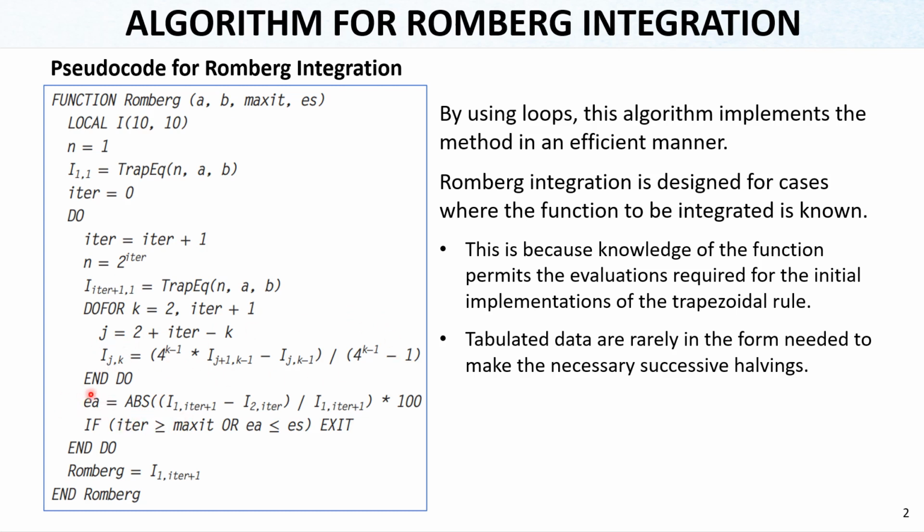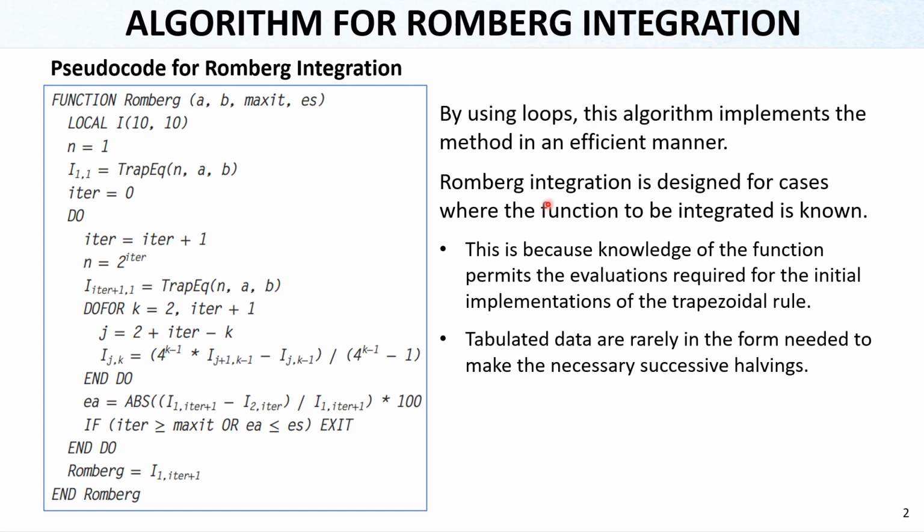Then we check the approximation error between the current and previous iterations divided by the current iteration. Absolute value is better, times 100 gives the percentage of the error. If the error is less than this threshold, we can stop, or if the iteration number is greater than or equal to the maximum iteration, we stop here. And finally, the final iteration is our Romberg integration estimate. By using loops, this algorithm implements the method in an efficient manner so that you can easily get a good estimate.